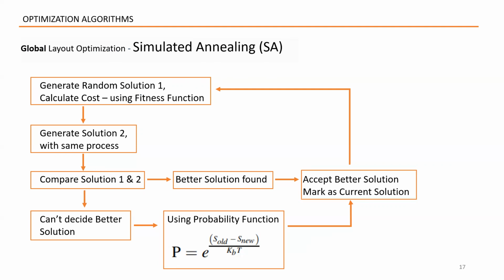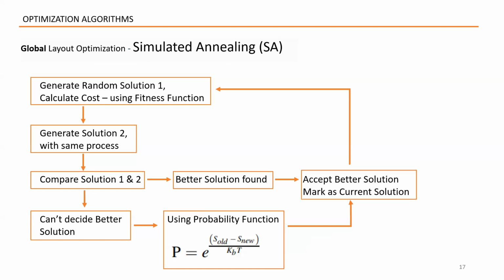SA is a probabilistic technique for approximating the global optimum of a given objective function. It's basically composed of two processes: generate a solution, and compare and accept the solution.